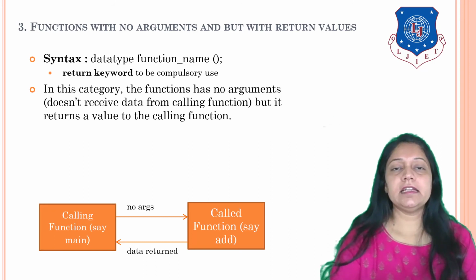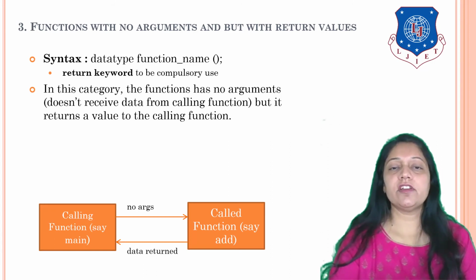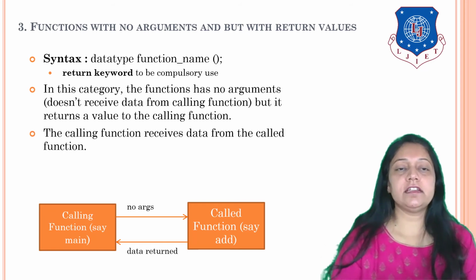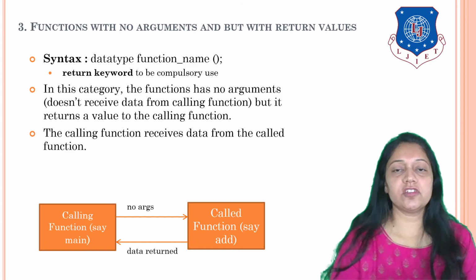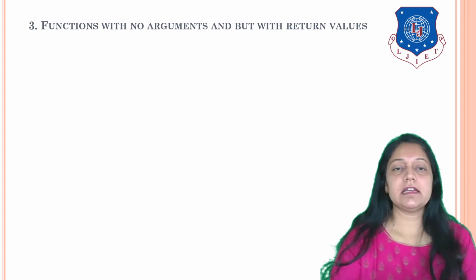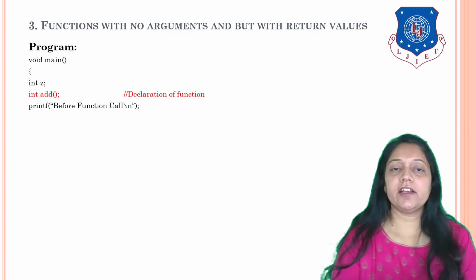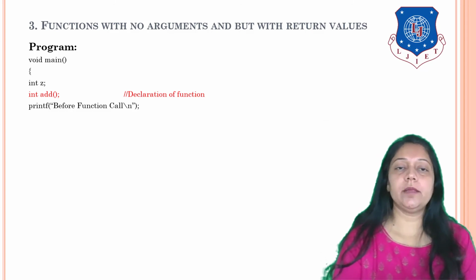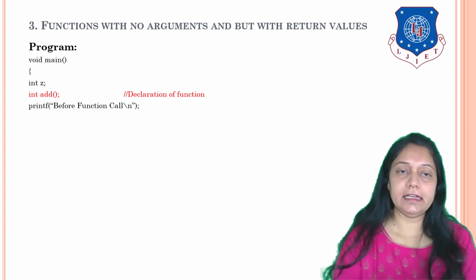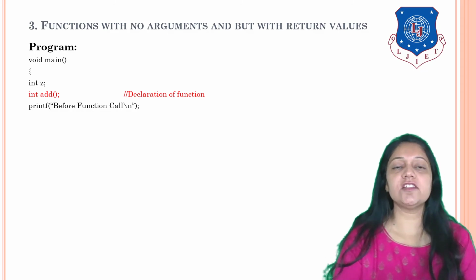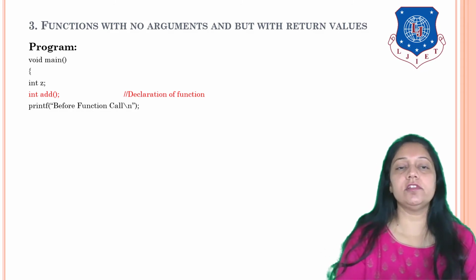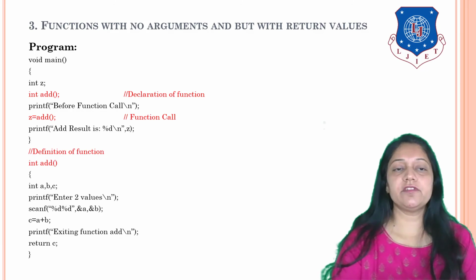So in this category, there are no arguments, that is, the calling function does not pass any values, but the called function returns a value to the calling function. It's a one-way communication. Let's understand this with an example. I've declared a variable z. How are you going to declare the function? int add with empty brackets. The brackets should be empty, but the return type should not be void. If I write int here, it means that the function is going to return an integer value to the main function. Then a simple printf statement.